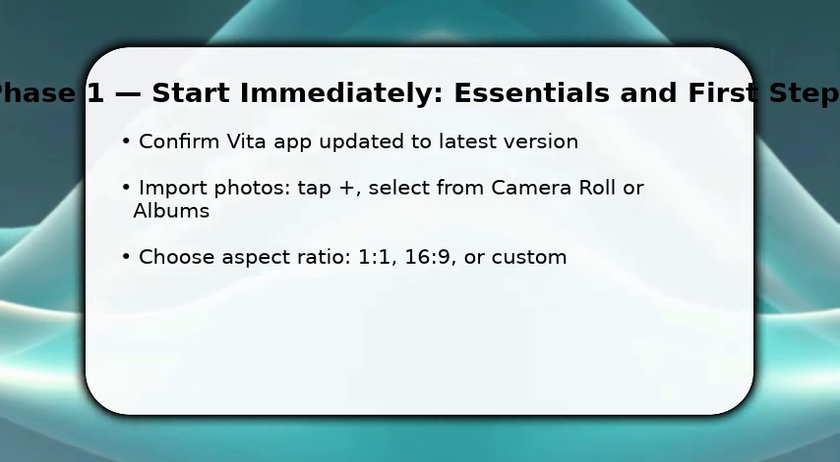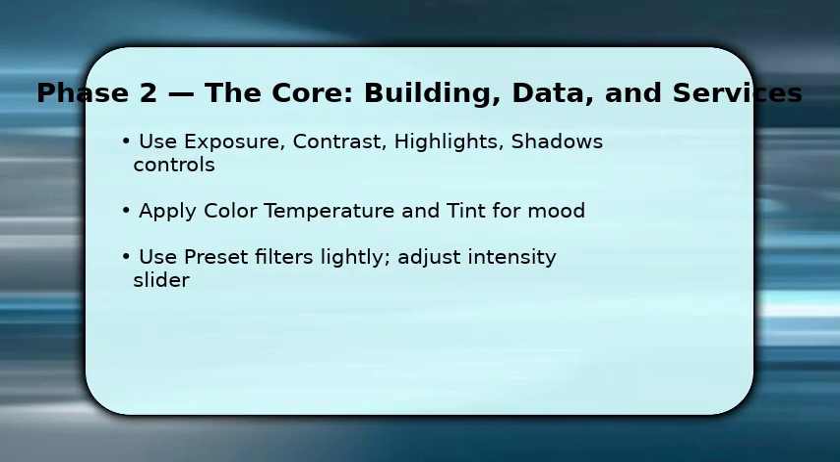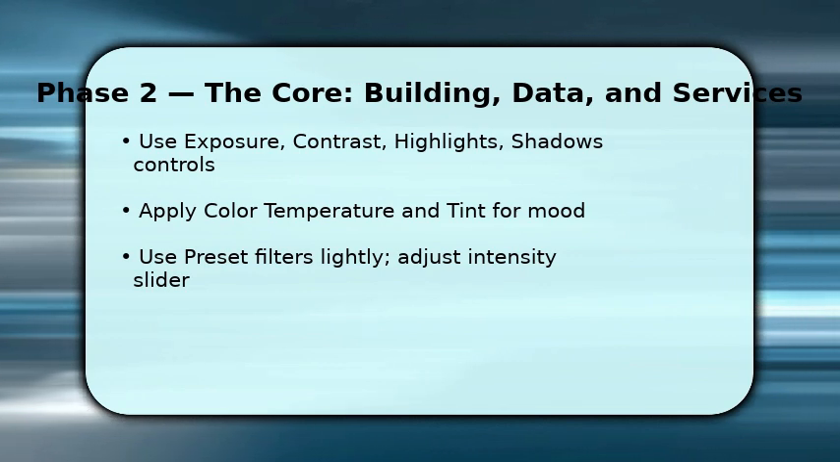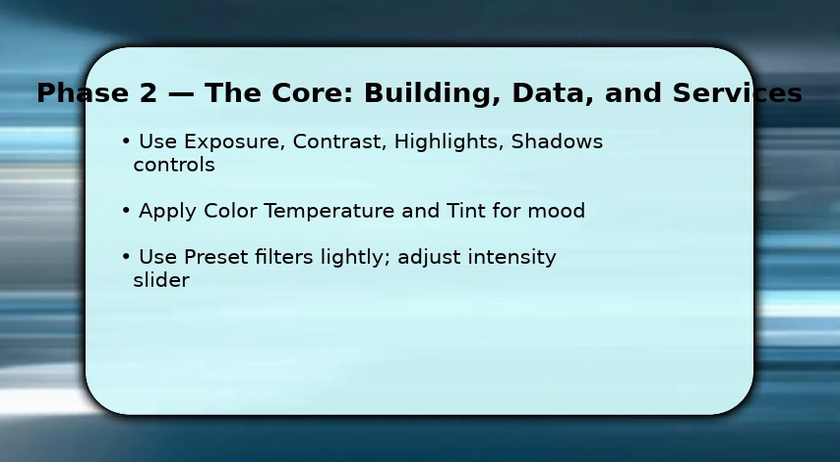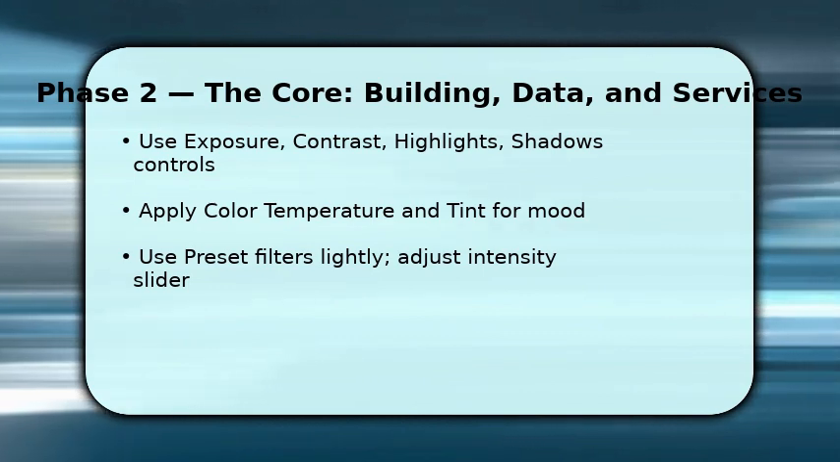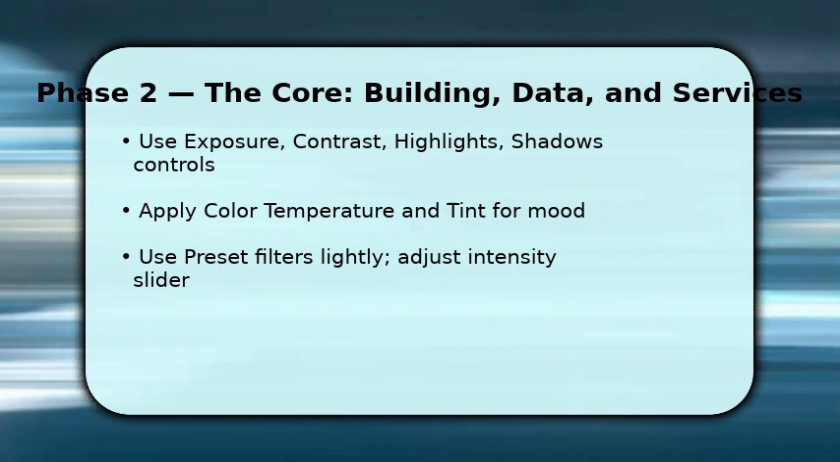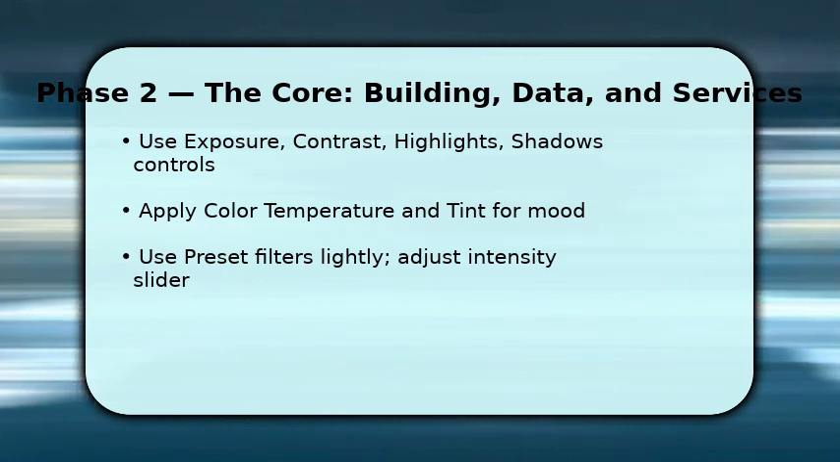You'll now refine exposure and color. Start with exposure and contrast to fix brightness and midtones because accurate base levels improve every subsequent change. Once done, tweak highlights and shadows to recover detail, and then shift color temperature and tint to set mood, warmer for golden tones, cooler for a sterile look. Apply a preset filter if helpful, but reduce intensity with the slider so the effect looks natural. Remember to toggle before after to check progress.